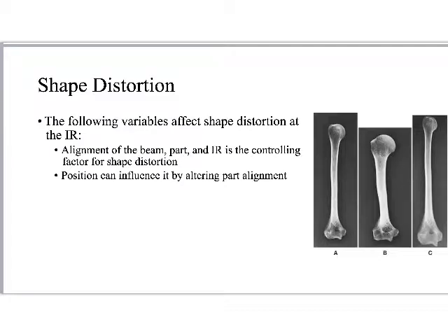So if A is an undistorted image of the humerus, B is what we would call foreshortened, and C is what we would call elongated. So here's the trick question. What is out of whack on which? So A, we've said everything's perpendicular. The central ray is perpendicular to the humerus and also perpendicular to the image receptor.